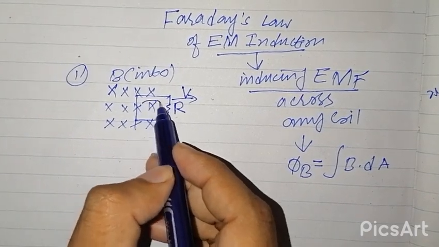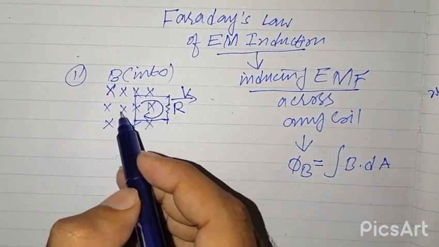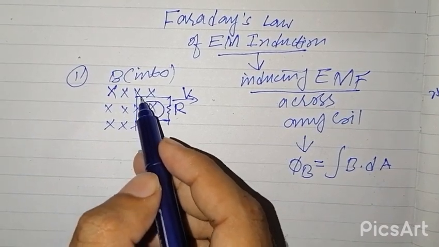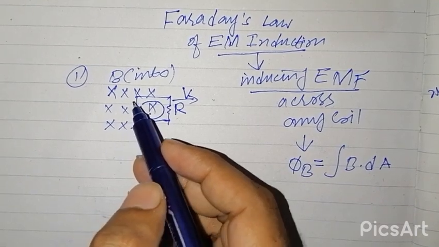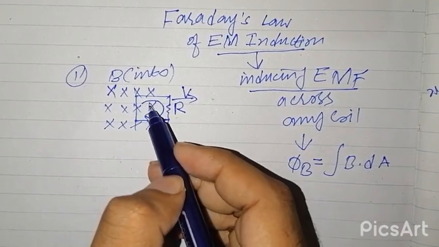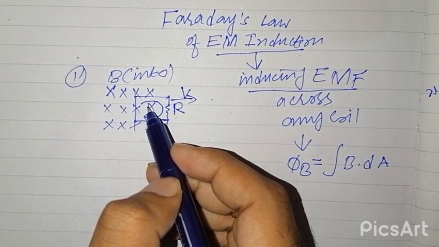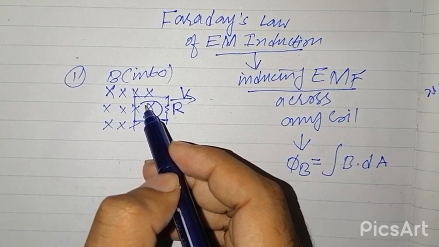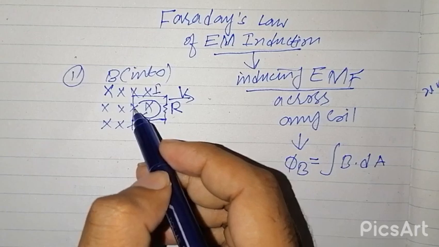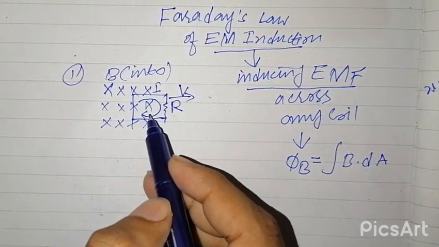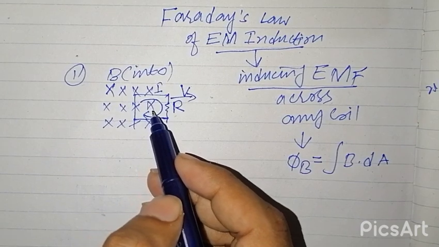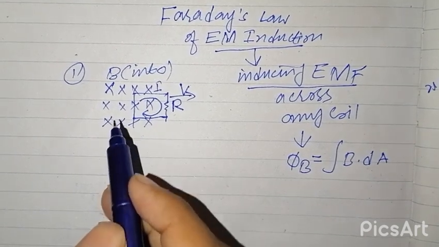As a result, an EMF is induced in this coil because it has relative motion with respect to this magnetic field. The direction of that EMF is given by Lenz's law, which we will discuss later. The current and EMF directions are the same. That EMF and current are known as induced current and induced EMF.